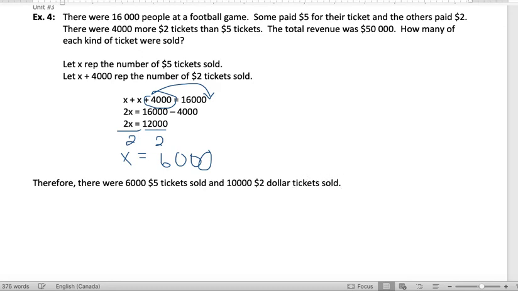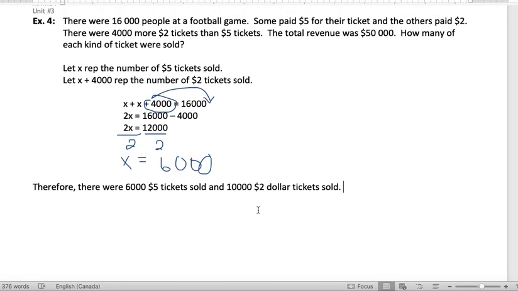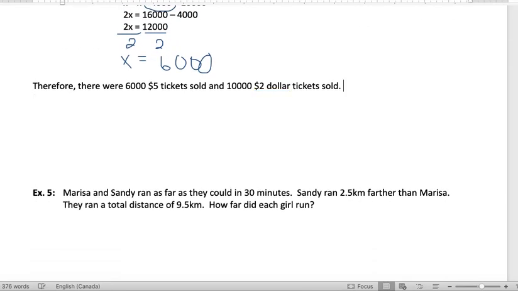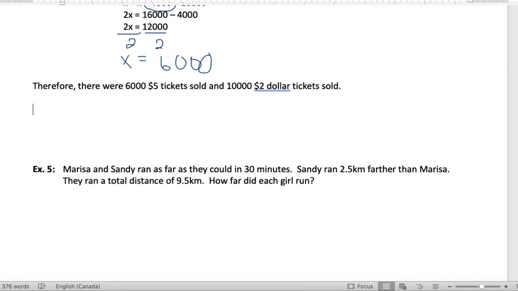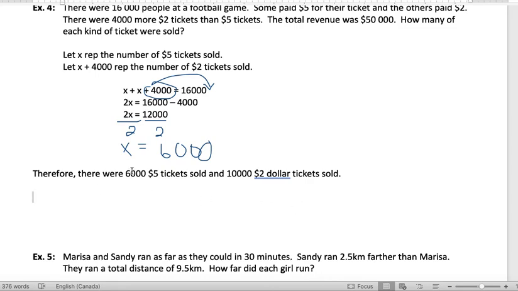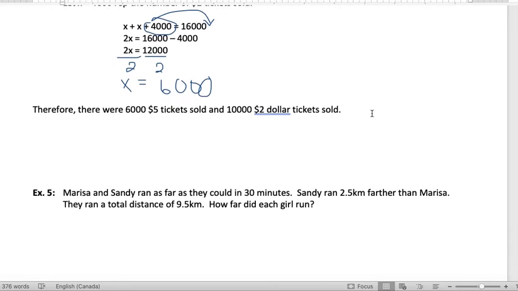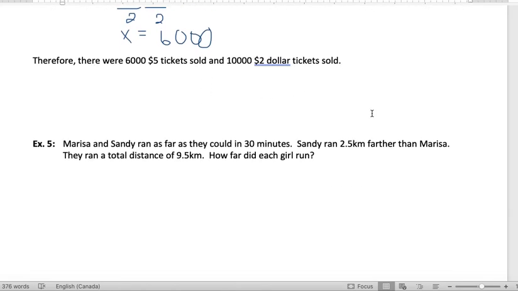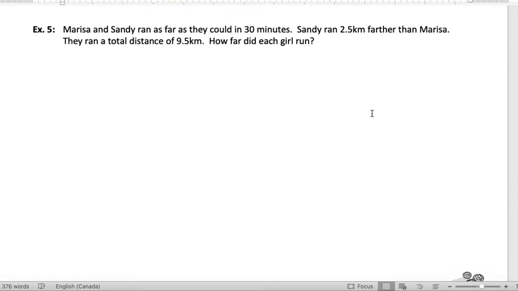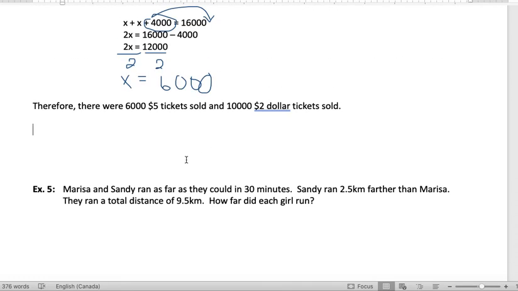So we know that the total revenue here, it says, is $50,000. So you can multiply 6,000 times 5 and add it to 10,000 times 2, and you should get 50,000. I'll leave that for you guys to check. So if you want to pause the video, take a pause right now and check to make sure that this is confirmed here. And lastly, I know this is a long lesson. It's long for me too.